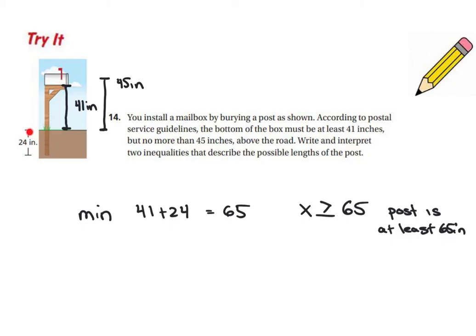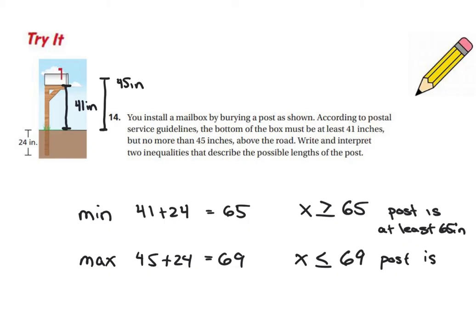Now we have 24 inches and it could be as much as 45. So our max could be the 45 plus 24, which would be 69. And X has to be less than, or it could be equal to 69. And in words, our post is at most 69 inches.